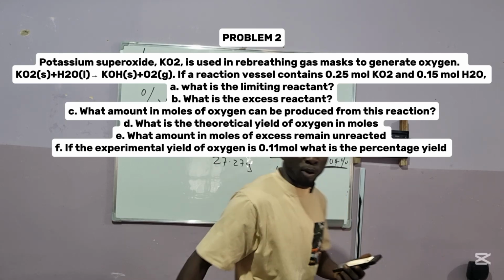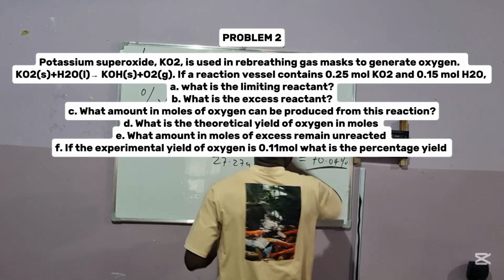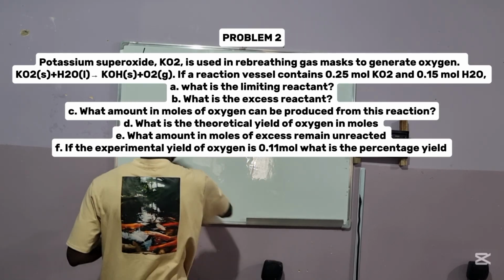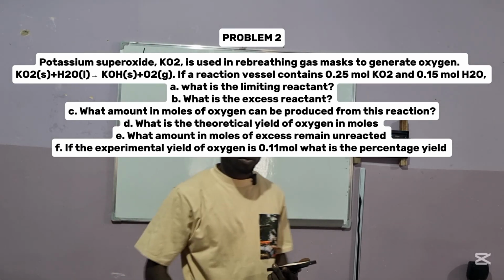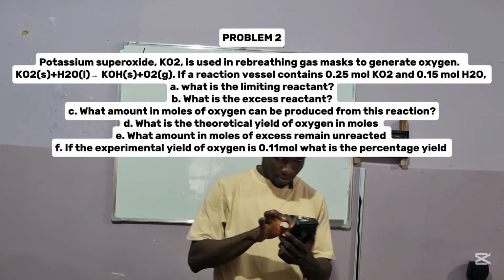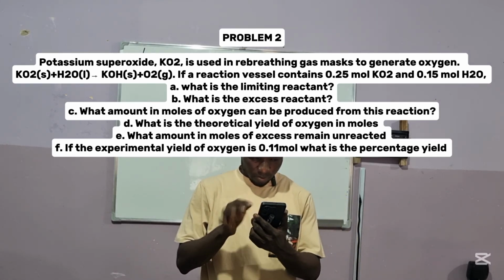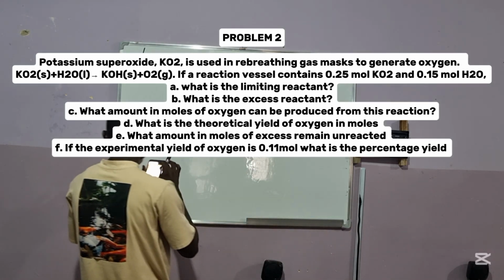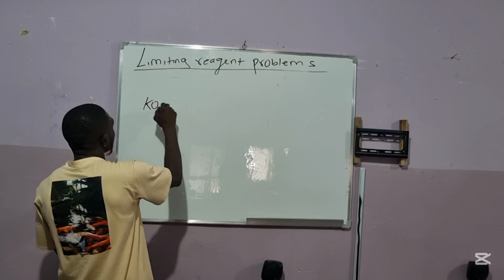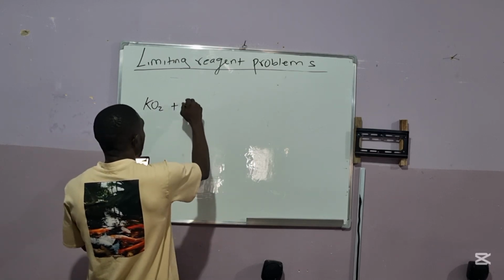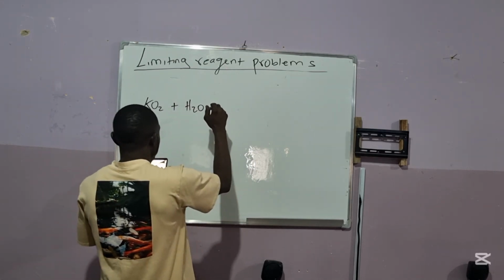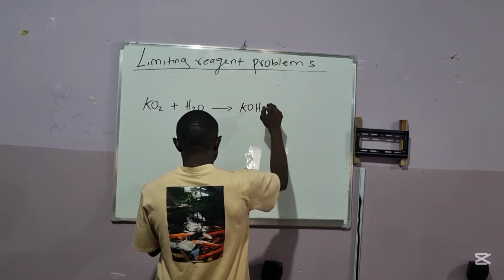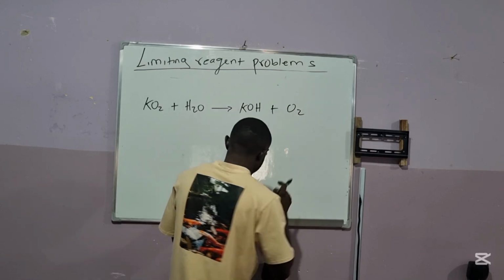Okay, now from the problem on the board, problem number 2. Are you with me? All right. So we have this particular equation here for problem number 2. We have KO2 plus H2O, which gives us KOH plus O2.